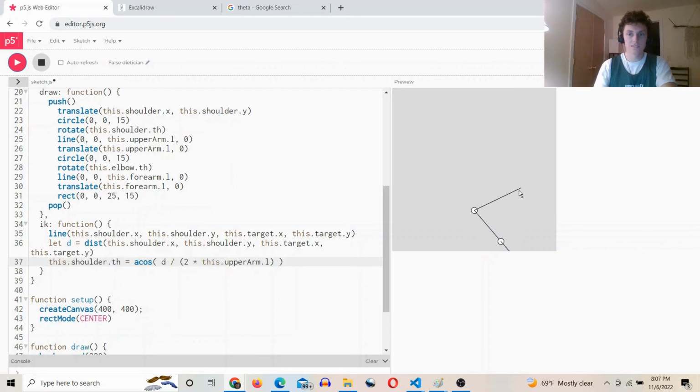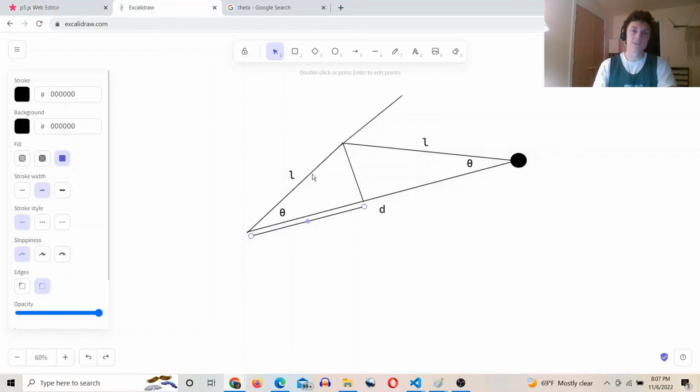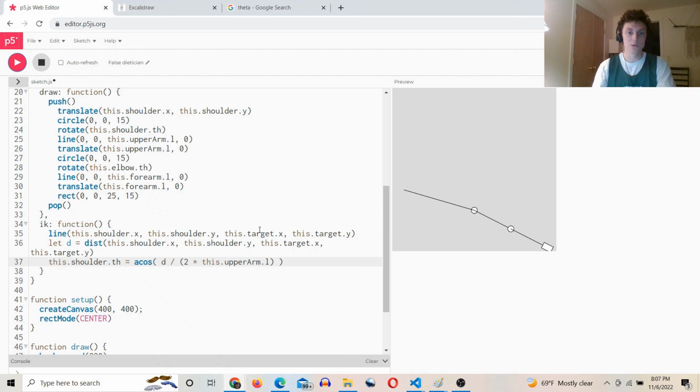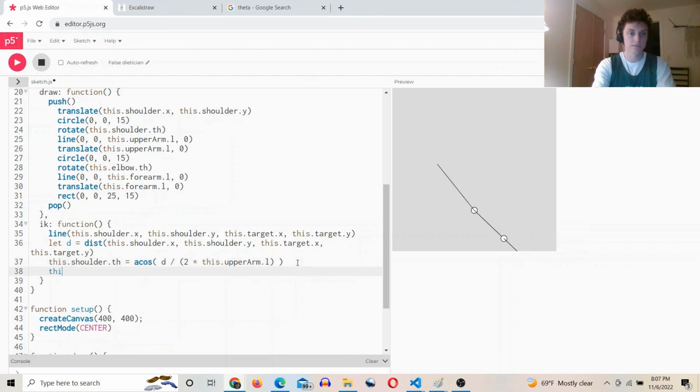All right, something's happening. So that's good, but it's not pointing towards our target. Oh, but that makes sense. Yeah. Okay. It shouldn't be pointing towards the target because it's pointing towards the elbow. So we got to find the elbow now. And to do that, we'll do this.elbow.theta equals this.shoulder.theta. Oh, I didn't multiply by 2. And it is working. As you can see, for this one dimension, it totally works, which is great.